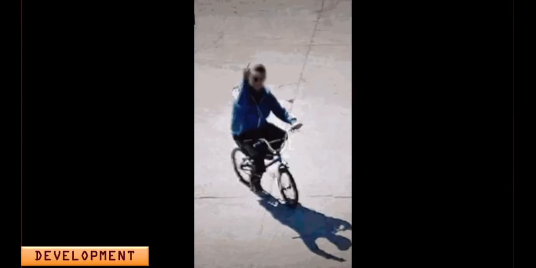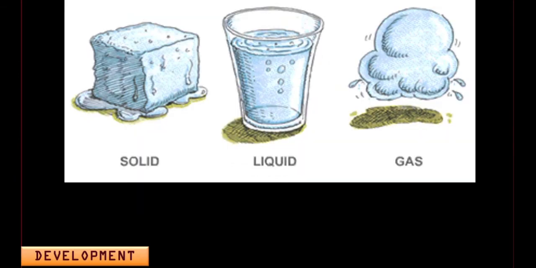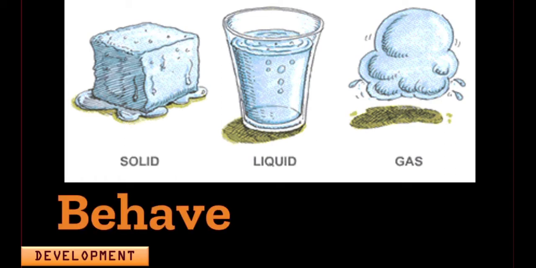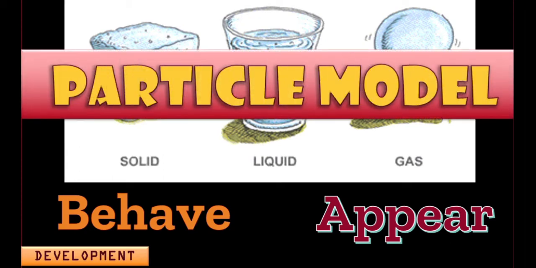Every substance in the universe is made up of matter that can exist in a number of different forms called states. Almost all matter on Earth exists in 3 different states: solid, liquid, and gas. These states of matter have different properties, or ways that they behave and appear. Scientists used a model to explain these different properties, which is called the particle model.